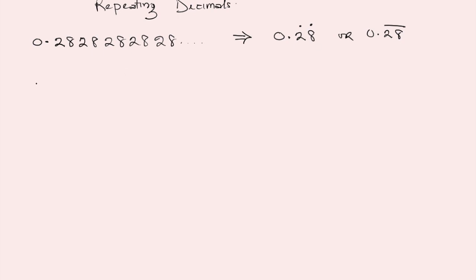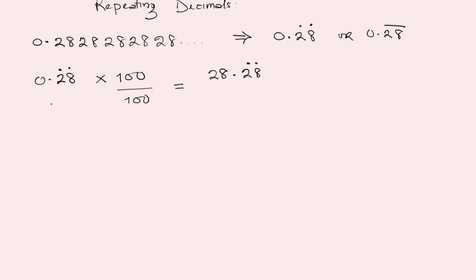So imagine that we have 0.28 repeating. Now we can be tempted to multiply this by 100, and that's going to be equal to 28.28 still repeating, because if you multiply this by 100, you move the decimal 2 places to the right, but you still have a repeating 282828. So if you multiply 0.28 repeating by 100, you have 28.28 repeating.